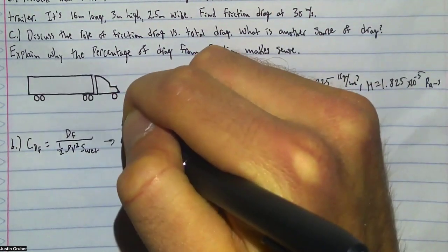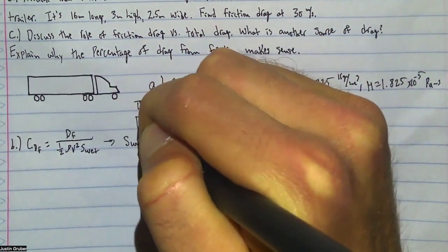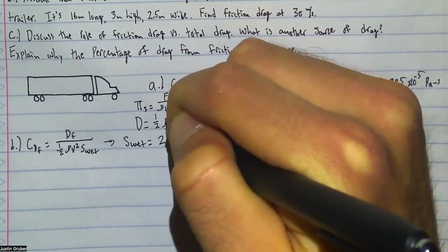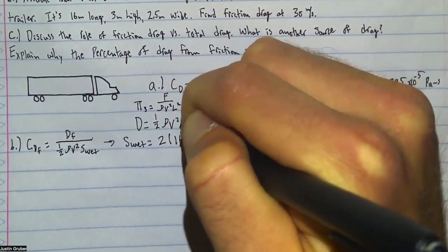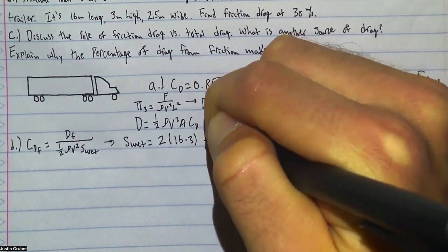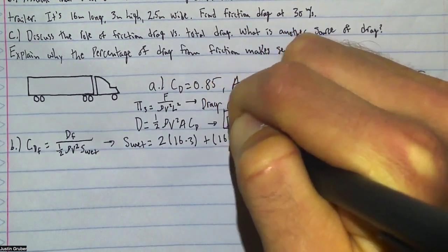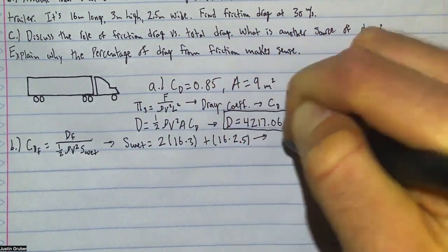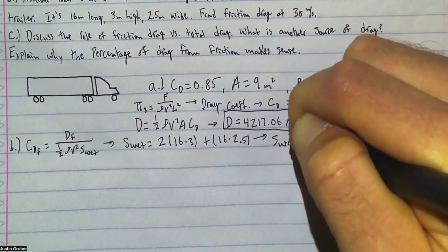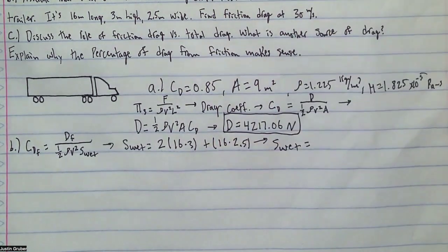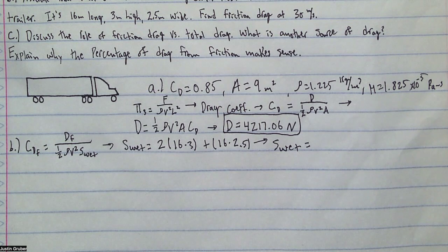So S wet is just 2 times the sides, it's 16 times 3, plus the top, 16 times 2.5. So the S wet equals 136 square meters.